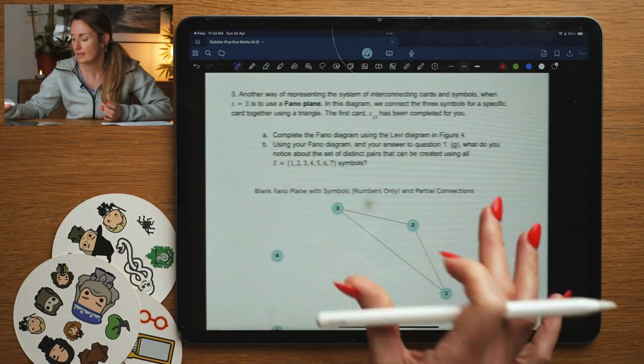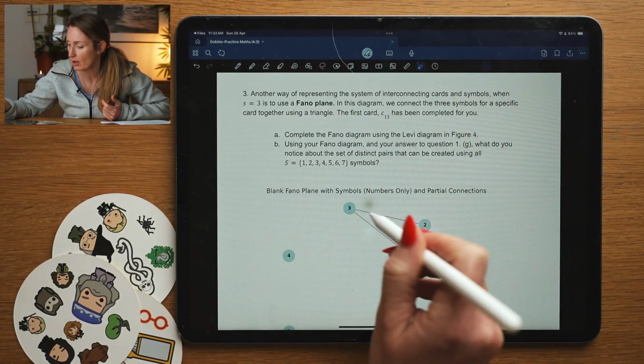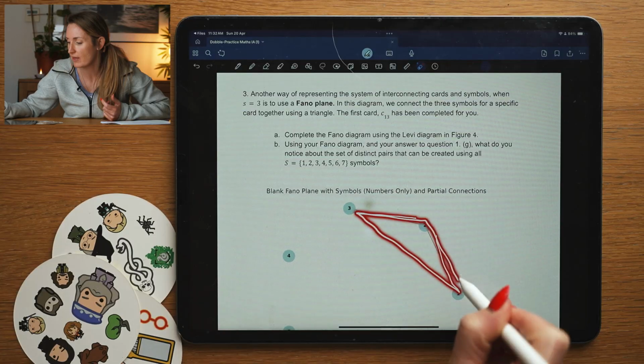We're now going to be looking at a Fano plane. Remember, the IB criterion states that you should try to use a varied set of mathematical representations. A Fano plane is similar to a Levi graph in that it's a visual representation of the connection between the Dobble cards. However, in this case, if symbols are on the same card, they will be joined together in a straight edge.